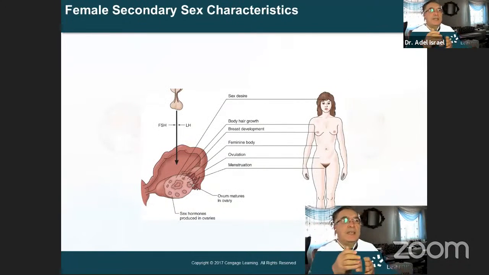We mentioned the secondary sex characteristics, which are menstruation, which is controlled by the hormone, ovulation also, the feminine body, breast development, and body hair growth. And we have in some books talking about the difference between male and female body hair growth, especially for the area of the pubic hair.